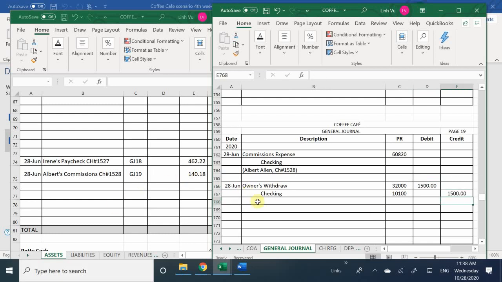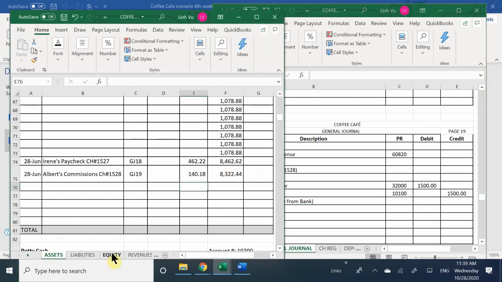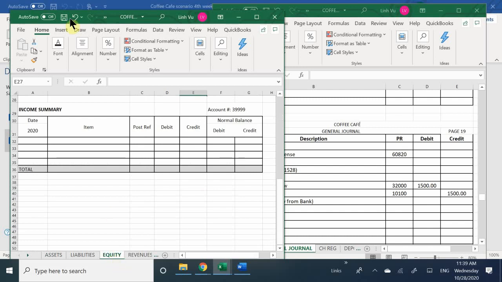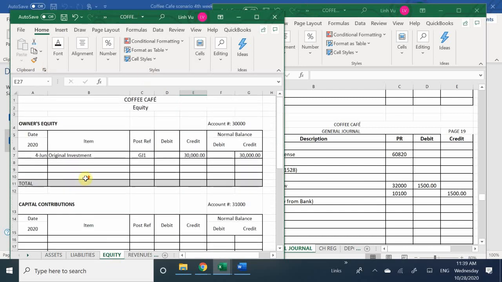Okay. So again, I'm going to go ahead and write owner withdrew from bank. Okay. Go ahead and update your ledger. So where would I find owner's withdrawal? Equity. Equity. Good.